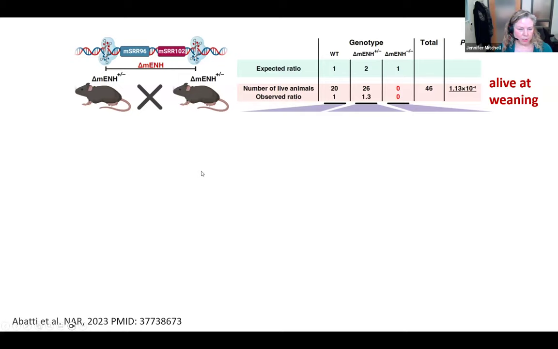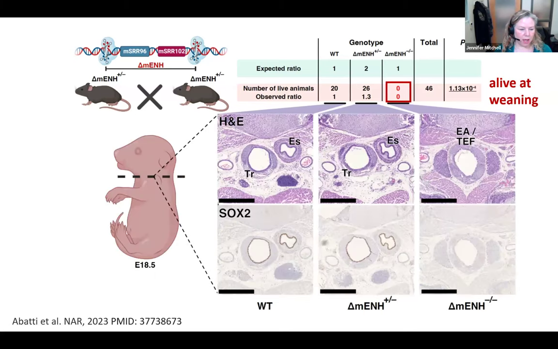We then decided to look at just one day before the mice are born. So we looked at E18.5, in the pulmonary and digestive system. We noticed a very striking phenotype: the enhancer deleted mice failed to separate their esophagus and trachea. In wild type mice, there is initially just one tube that forms, and that tube separates into the trachea and the esophagus. That separation is not happening in the homozygous enhancer null mice. So when the mice are born, they're not able to breathe properly or feed, because they don't have that separation of the trachea and the esophagus.